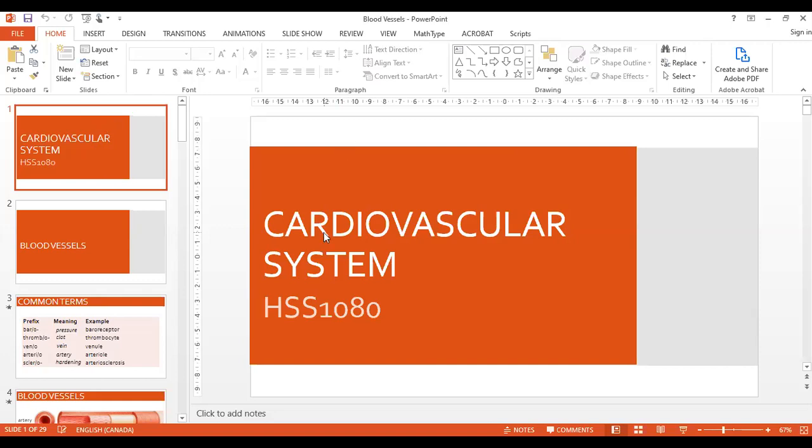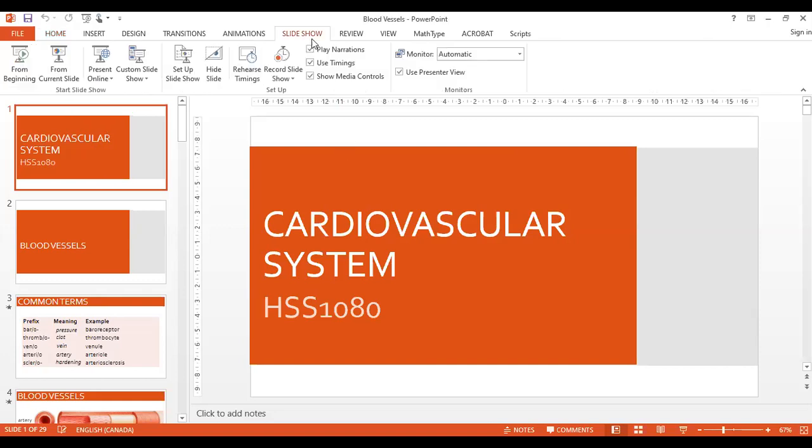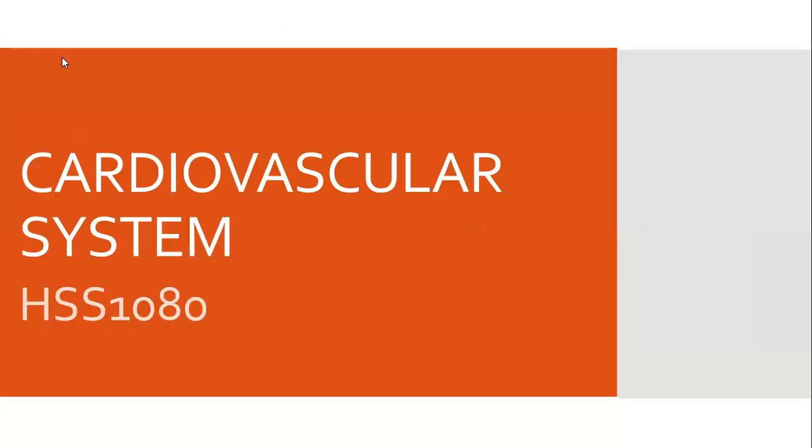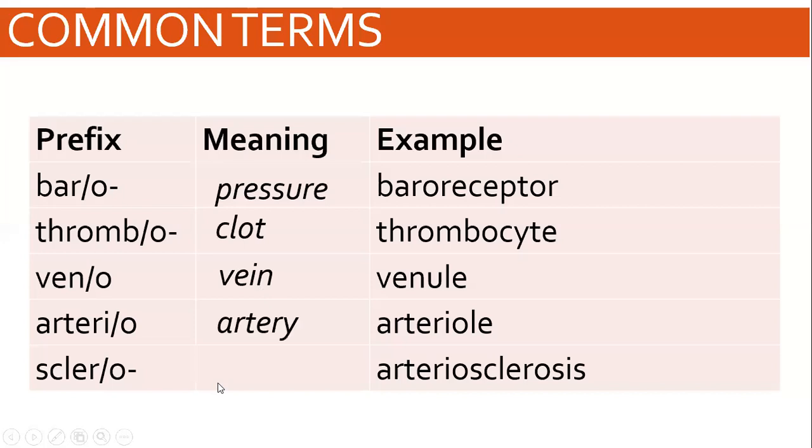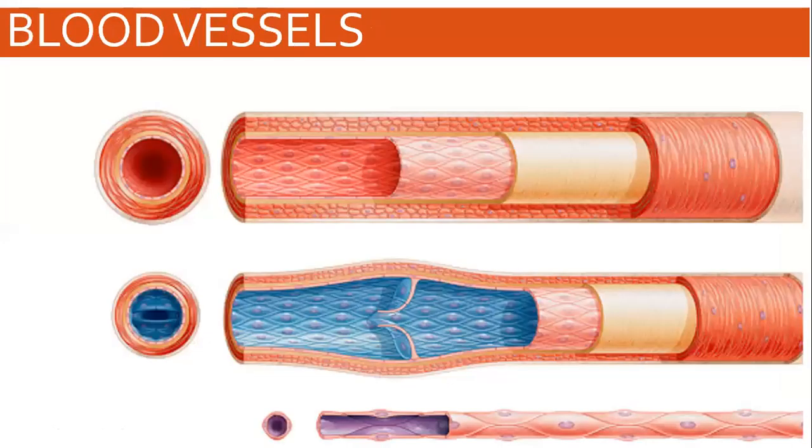So let's just review a little bit of what we did last class. I'm just going to move my stuff around here so we can see this slideshow. All right. So we looked at the cardiovascular system, blood vessels. Make sure you know these prefixes, right? That's part of our curricular outcomes. We know these different vessels, okay?